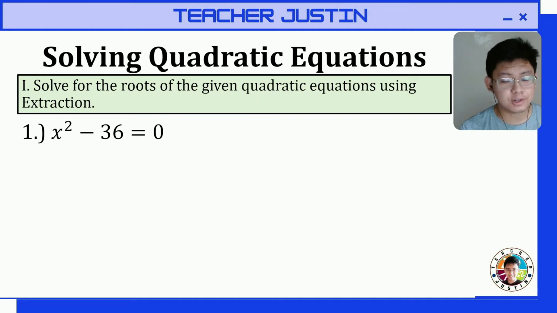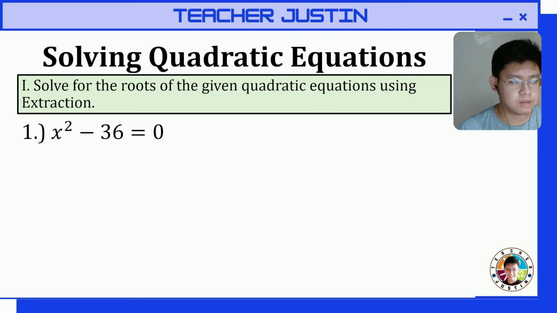Now let's have this first item. Let's solve for the roots of this given quadratic equation. So we have x squared minus 36 is equal to 0. So para masagutan natin tong quadratic equation na to, we have to isolate the variable x.